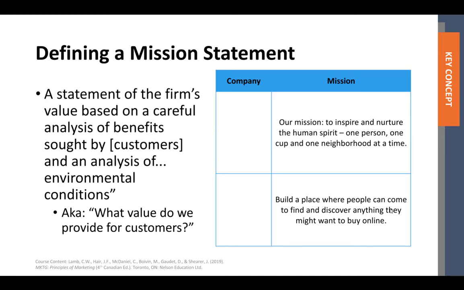Build a place where people can come to find and discover anything they might want to buy online. I think I've got my answer in my head. Let's see what it comes up with. So yeah, Starbucks, your favorite Joe down the street. We're going to do some activities based on Starbucks. And then also Amazon, two giant corporations. Amazon, almost unfathomable how large they are. Okay, so very clear mission statements.